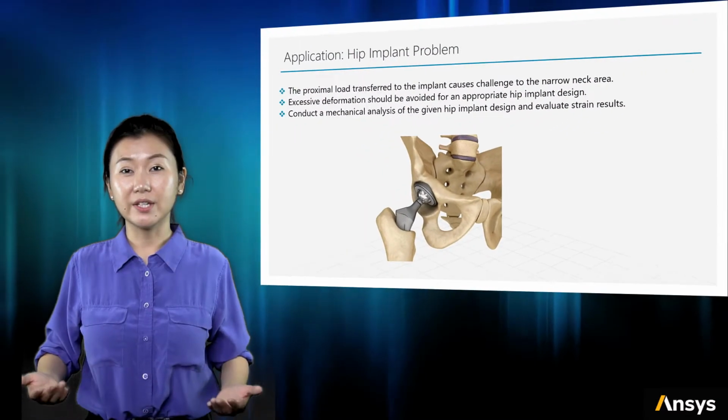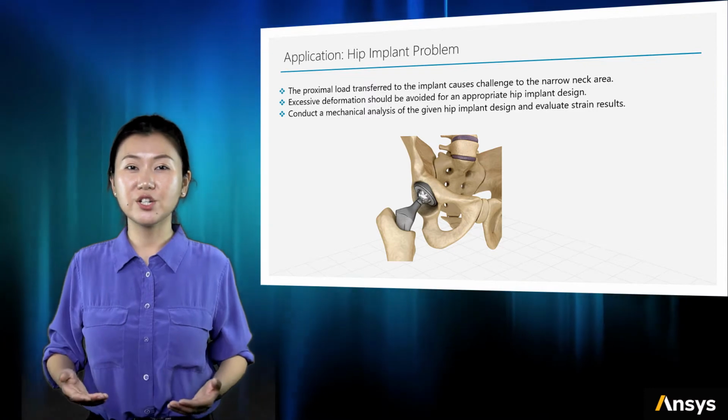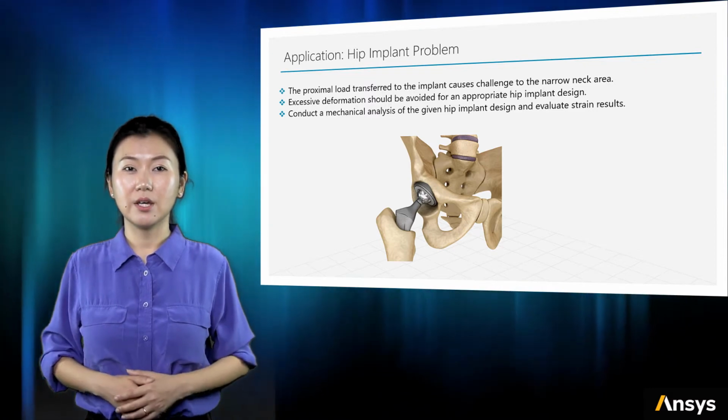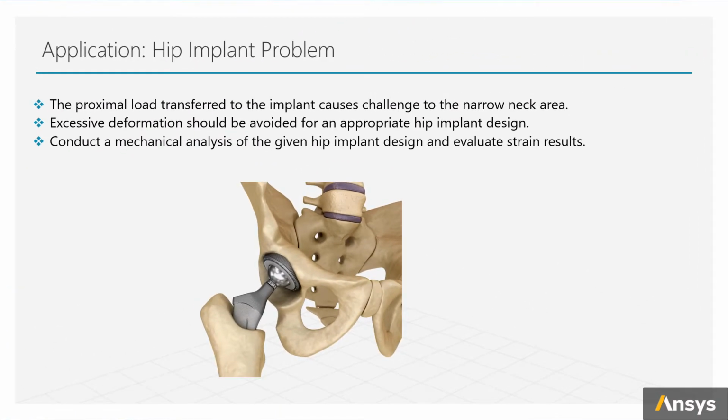The design of an ideal hip implant requires consideration in many different aspects. Here we're looking into the deformation status of the neck area of the implant. The proximal load transferred to implant causes challenge to narrow neck area. Excessive deformation should be avoided for an appropriate hip implant design. A mechanical analysis is conducted for the given hip implant design, and the results need to be evaluated.